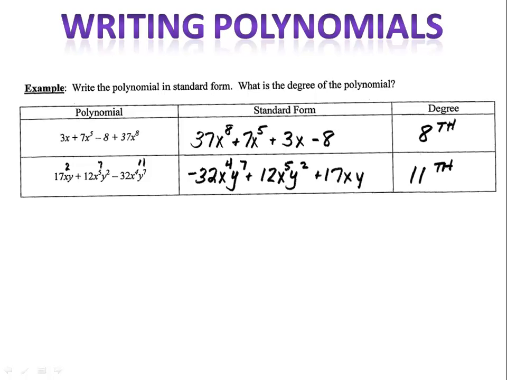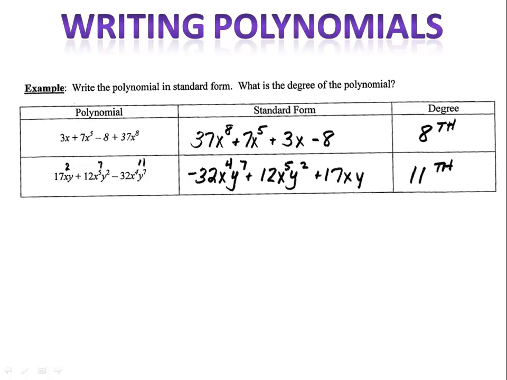Usually we write it with the highest degree first. So in our first example, we have 3x plus 7x to the 5th minus 8 plus 37x to the 8th. Well, we take the biggest one and put it first. That's 37x to the 8th. The next biggest exponent, 7x to the 5th. The next exponent, 3x. And finally, minus 8.